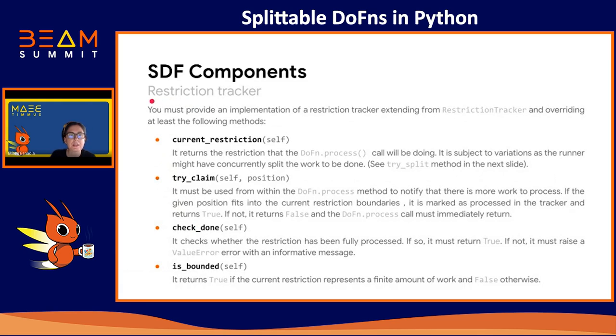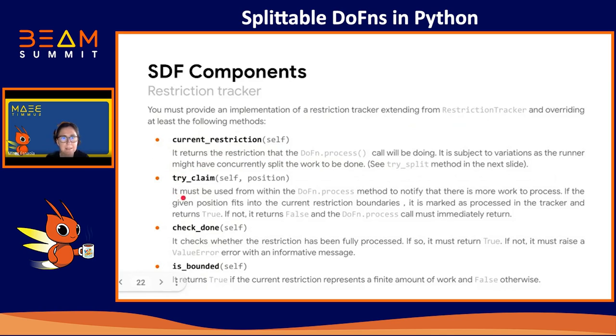And then when it comes to the restriction tracker, it also extends from the RestrictionTracker class, and you have to at least override the methods that you see on the screen. You will see in a bit that a DoFn process invocation will have an associated tracker. Thanks to the current restriction method, the DoFn process method is able to retrieve the current restriction, the one that we are processing at a point in time. And watch out, because the restriction can change: at the same time that we are doing our processing, the runner can decide to try and split our restriction. So bear that in mind.